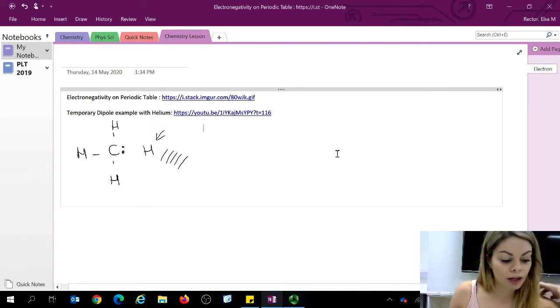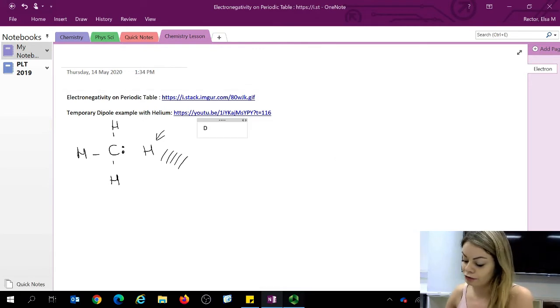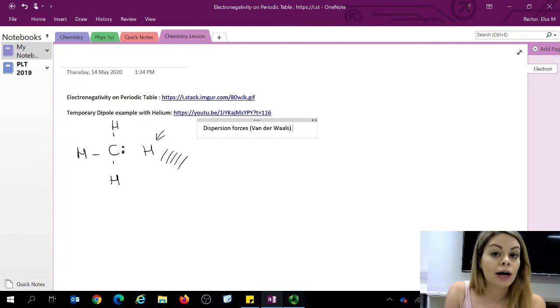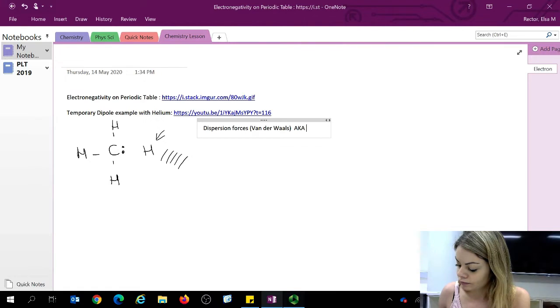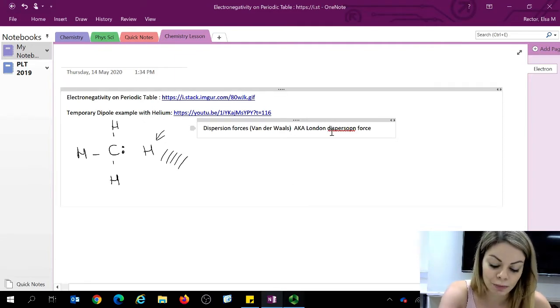So, another name for a van der Waals force is a dispersion force. So we call that dispersion forces. That's our van der Waals force. You might also see it referred to as a London dispersion force. So don't be alarmed if you see that wording, London dispersion force. It's all the same thing. It all just means van der Waals forces.